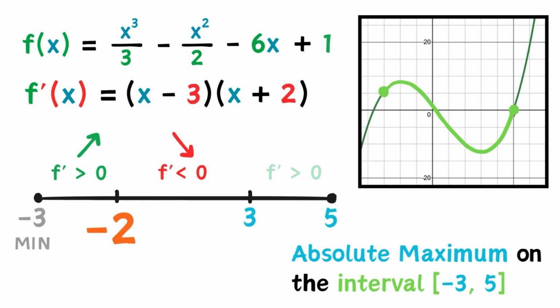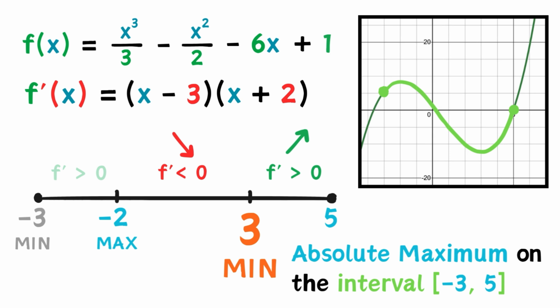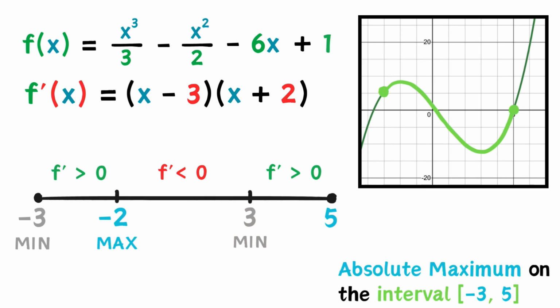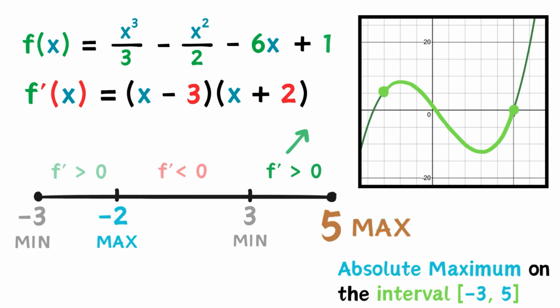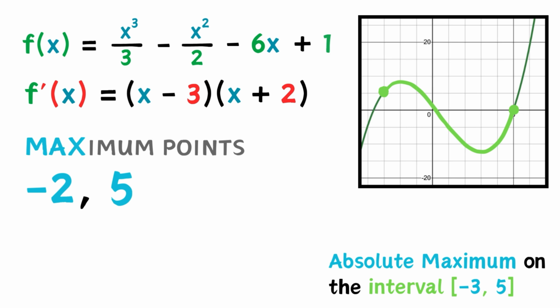Taking a look at -2, we see that before, the function is increasing and after, it is decreasing. Perfect, that's a maximum point. So -2 is a maximum. What about 3? 3 is a minimum because the function goes from decreasing to increasing. So that's not a maximum point. And what about 5? 5 is an endpoint, and it's also a relative maximum because the function is increasing leading up to it. So we have 2 maximum points, -2 and 5.